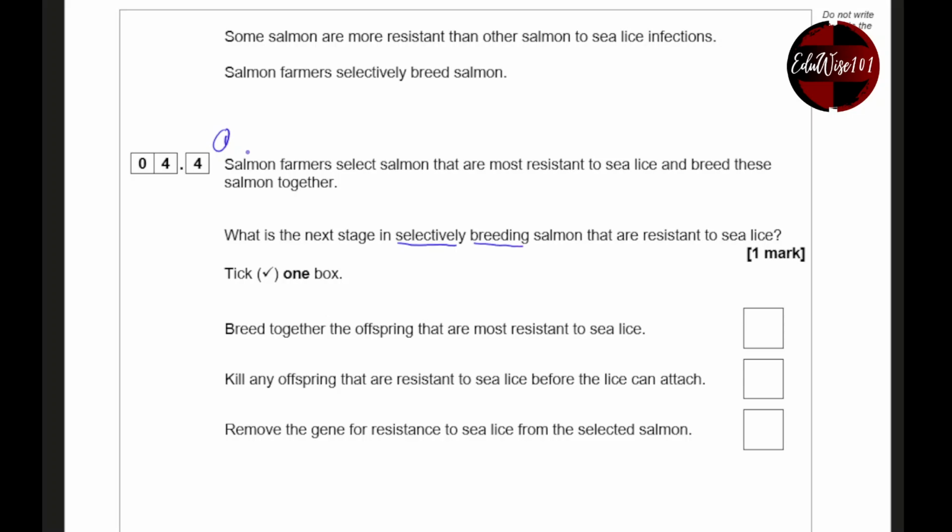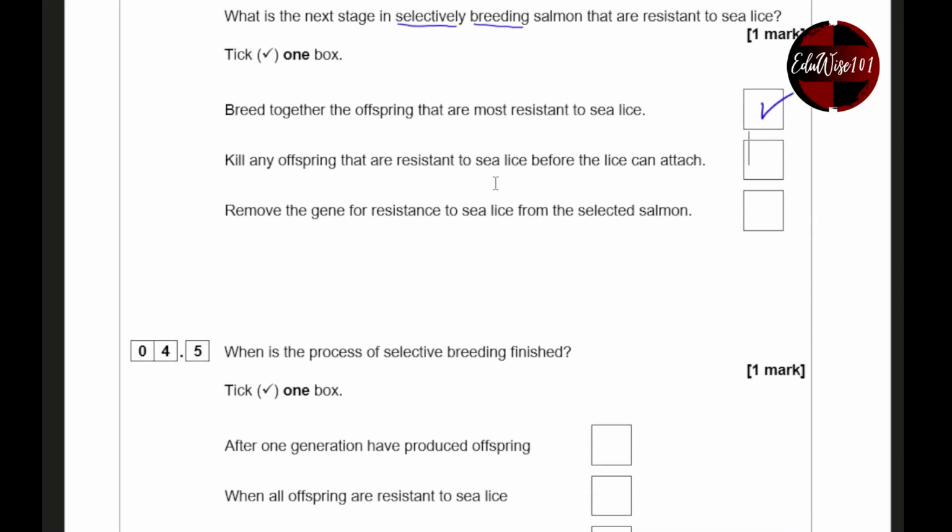So if you're trying to breed the salmon, you would choose the salmon which are more resistant and breed the salmon together. Then breed together the offspring that are more resistant to sea lice. And yes, that would be it. So once the babies are born, you would breed the offspring that are more resistant to sea lice. Kill off any offspring that are resistant? Well, that would also help us to breed salmon? Remove the gene for resistance to sea lice from the selected salmon? Well, that would defeat our purpose as well.